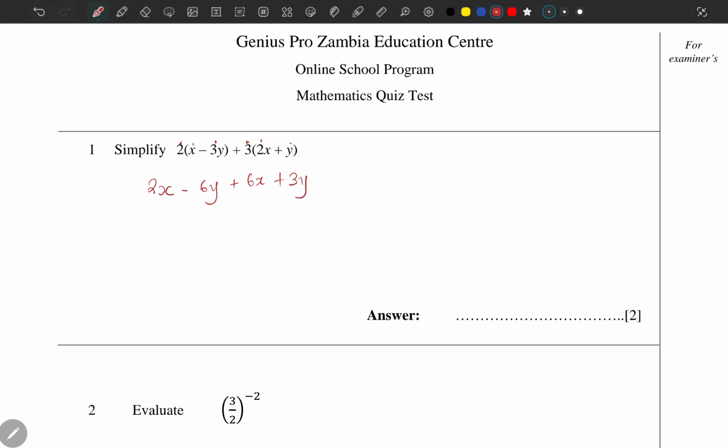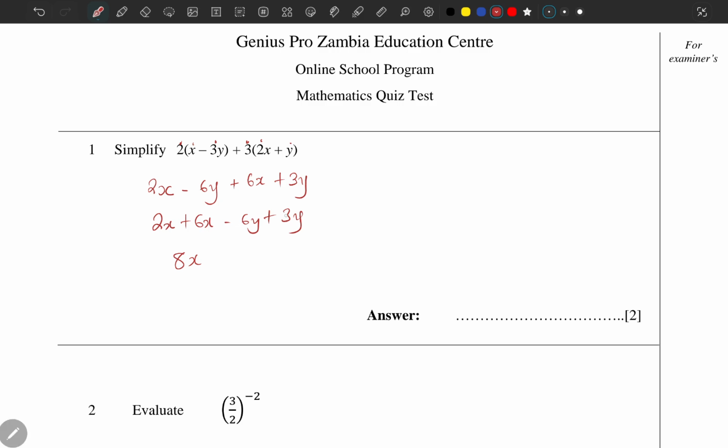Alright, now we collect the like terms. So 2x plus 6x, these have x in them, so we put them together. Same signs you add, then you maintain the sign. So these are going to be added, should be 8, then we maintain the sign which is positive and the variable x. Then different signs you always subtract. Your answer will get the sign from the bigger number between the two numbers that you're subtracting.